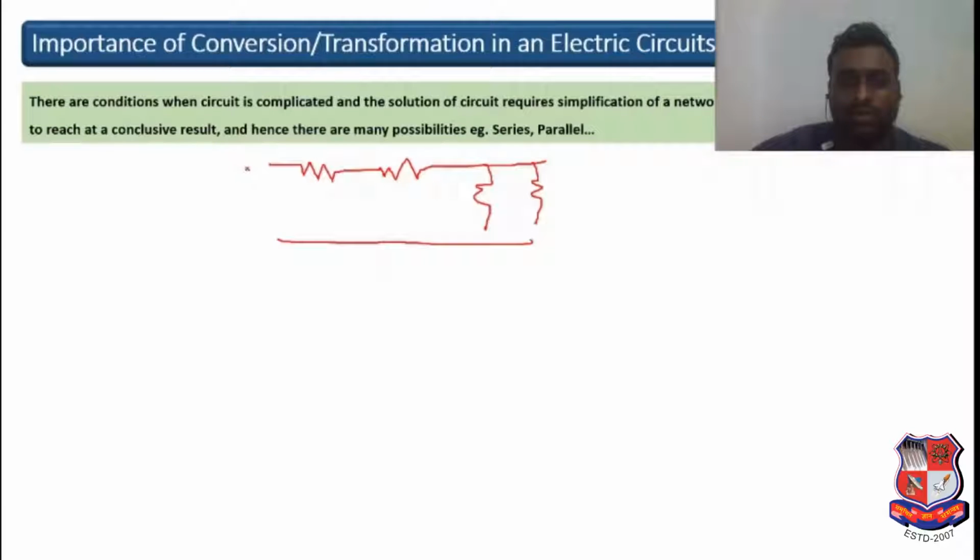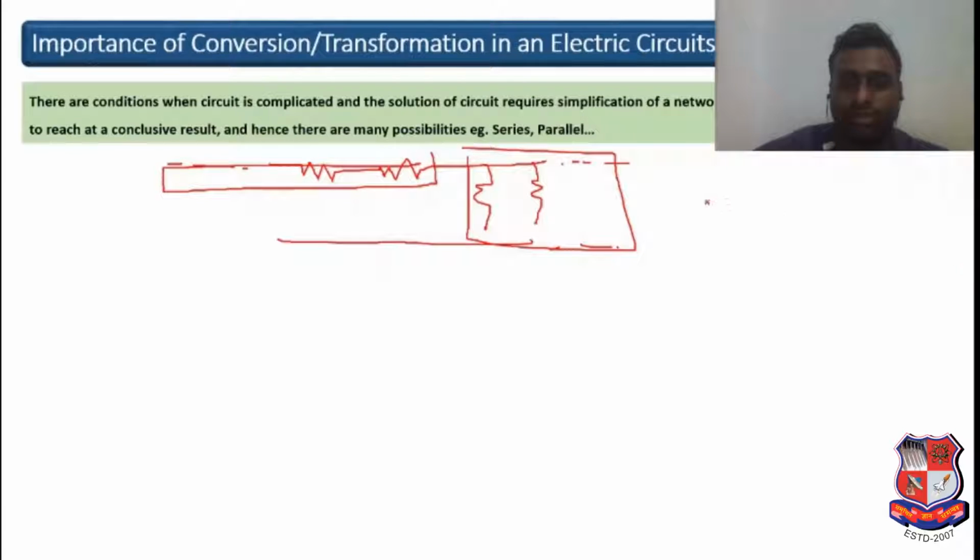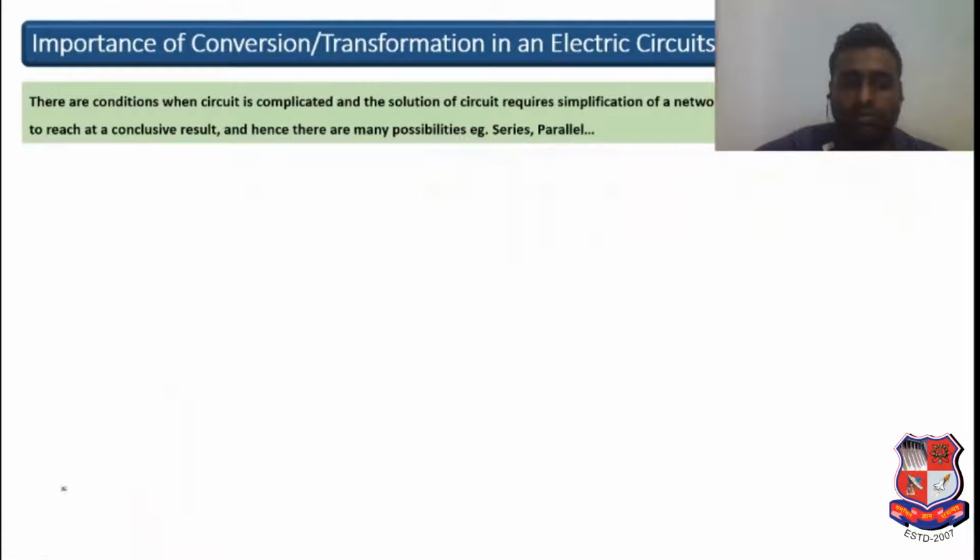There can be many such parallel and series combinations. So you find the equivalent series resistance and the equivalent parallel resistance to reduce the circuit or network. It simply becomes this much. This whole big circuit becomes a simpler circuit, which is easy to solve. So the main conclusion is that we need to convert and transform an electric circuit for solving it and getting a conclusive result.